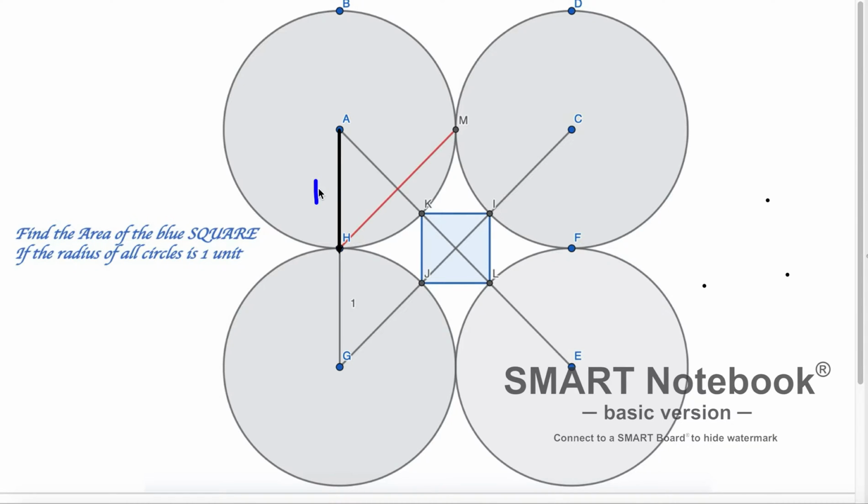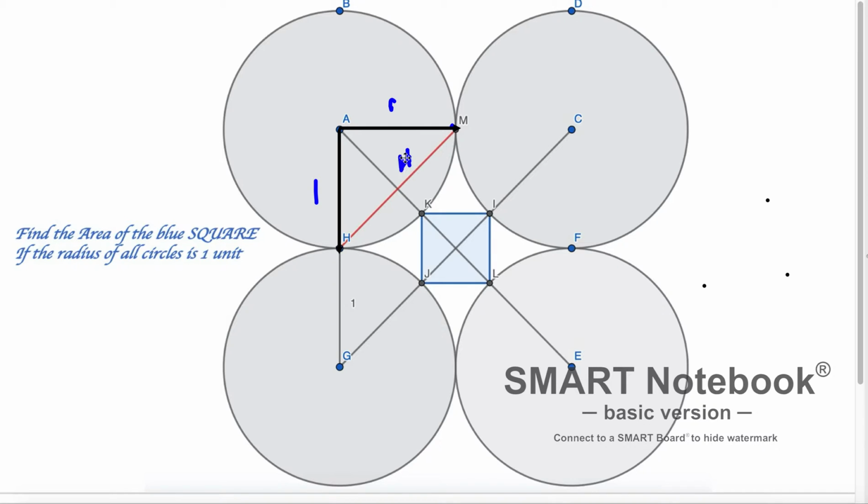Because this is a radius, it is 1, and if we make another radius from here to here, it is also going to be 1. So this radius here is 1, and because this is a right triangle, we see here is a 90 degree angle, so we can use the Pythagorean theorem. Both sides are 1, and this is the hypotenuse.